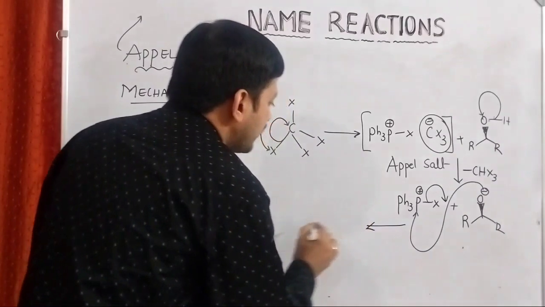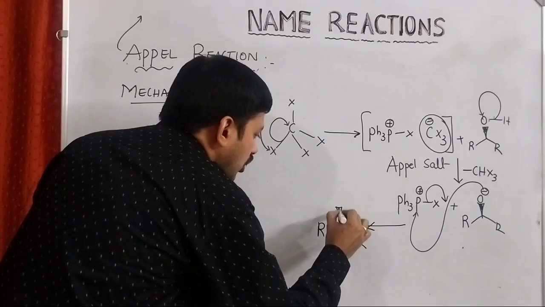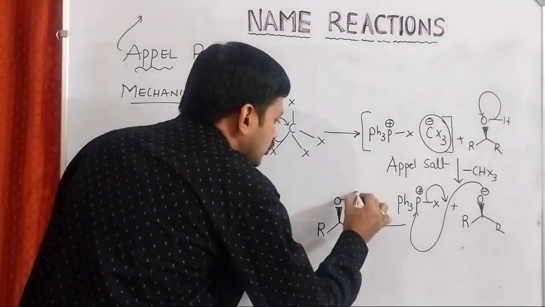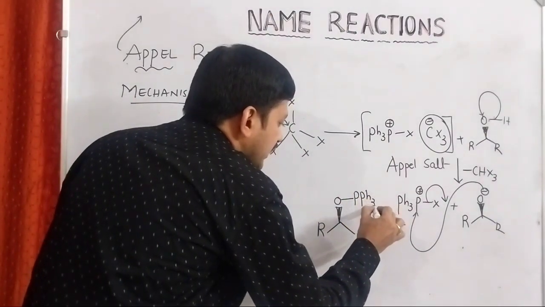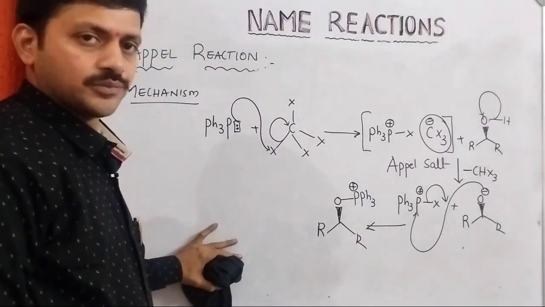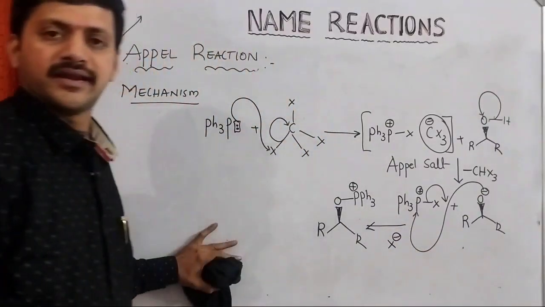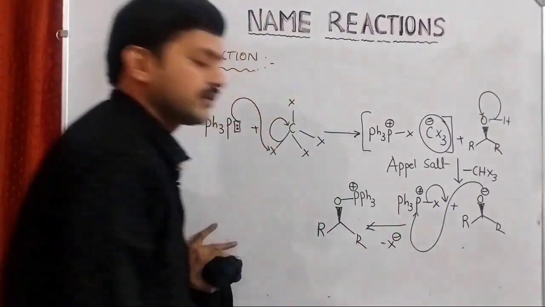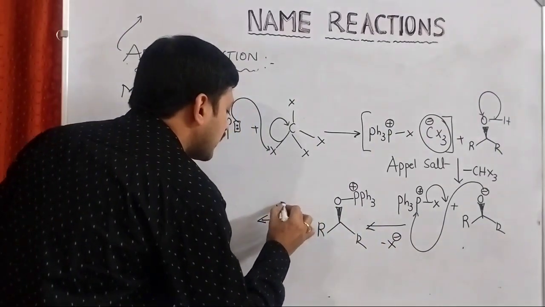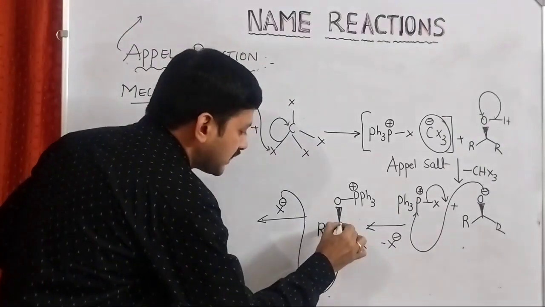So, we will come up with R, oxygen still in the front side. This is oxygen. Oxygen is connected to phosphorus. After the phosphorus we are having 3 phenyl rings. The phosphorus having its positive charge. Here X is removed in the form of X minus. In the next step, the X minus is going to attach at this carbon center.